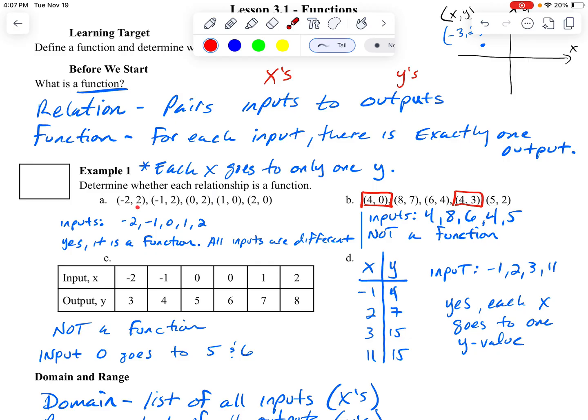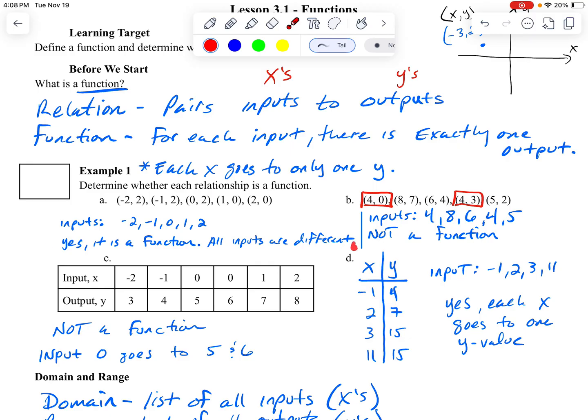It's okay that the y values are repeated. What would not be okay is if I have the same x value going to two different y values. So this one is an example of a function.